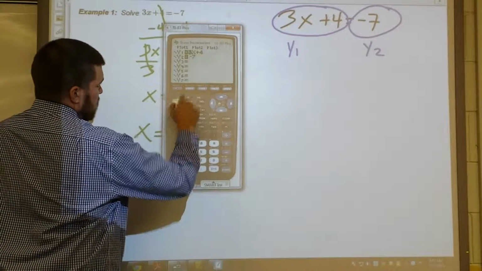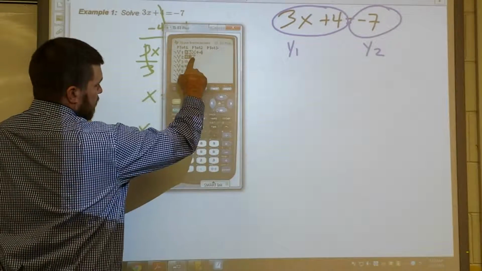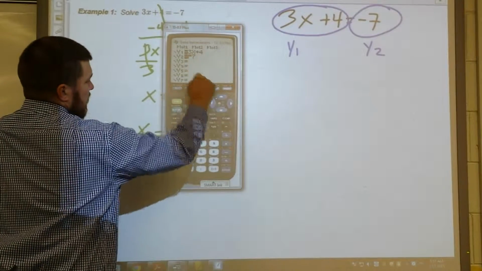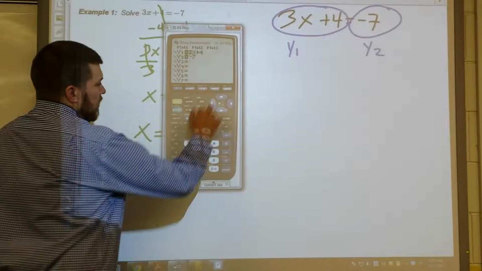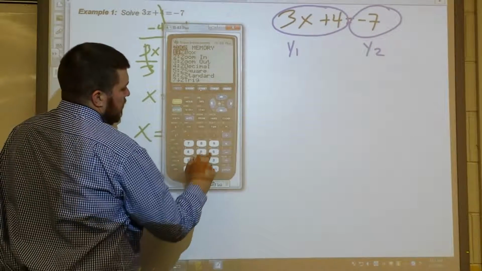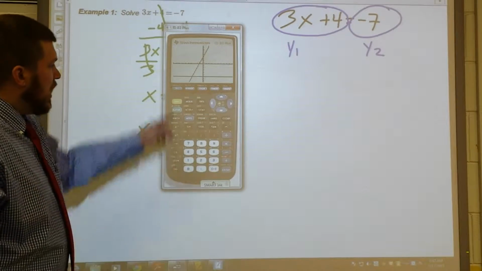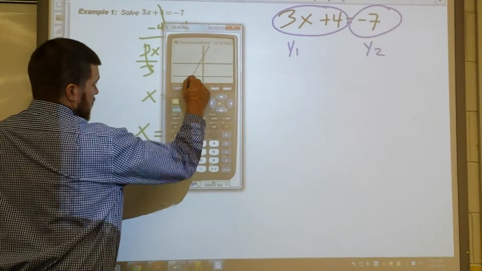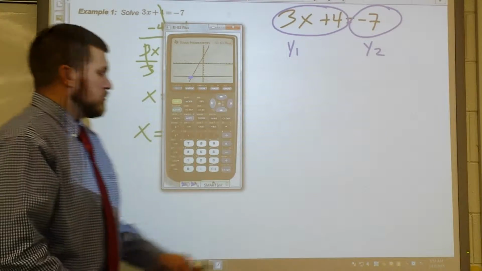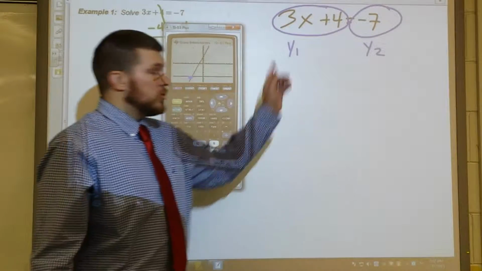So, what I'm going to do now is put this in my calculator. I'm going to hit the y equals menu and then type my stuff in. So, I've got 3x plus 4 in y1, and then negative 7 in y2. As soon as you have that entered in correctly, hit graph. Always start off a new graph by hitting zoom 6. And I can very easily see that there's a point of intersection here. That point of intersection represents graphically the solution to this equation.